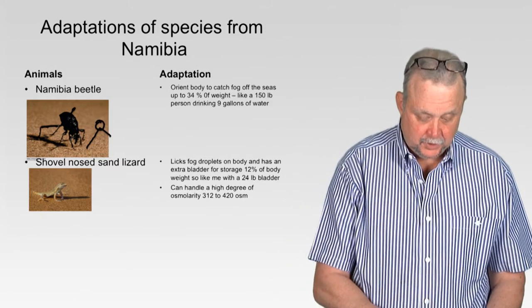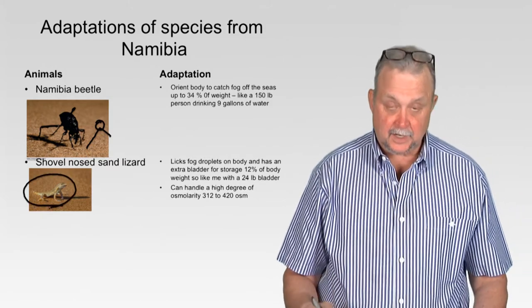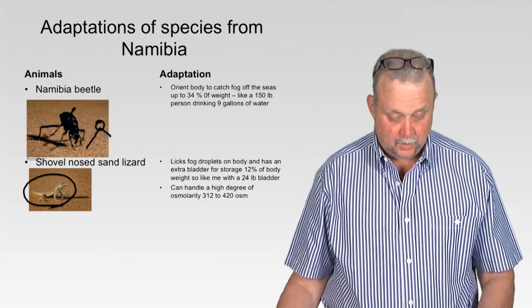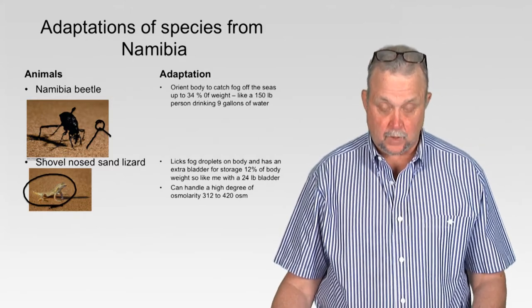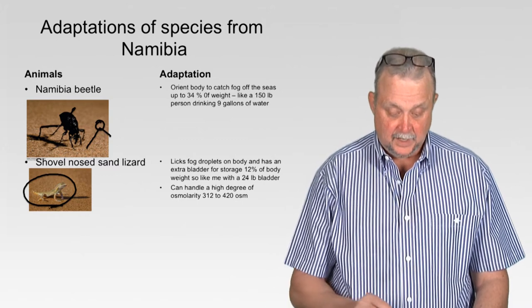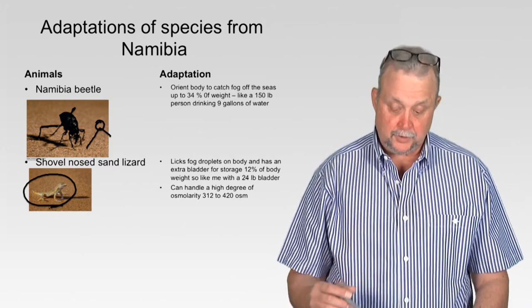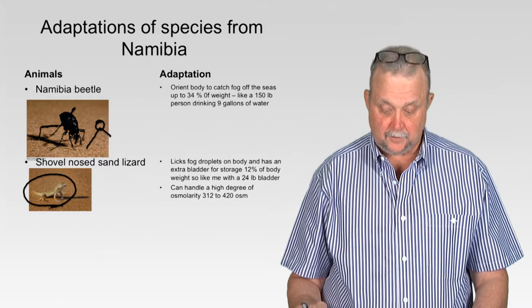This is the shovel-nosed sand lizard. Having caught a few of them over in the Namib, they're kind of like Ferraris, they're very, very hard to catch. They will do the same thing. They will get up on the dunes and lick fog droplets off their body.